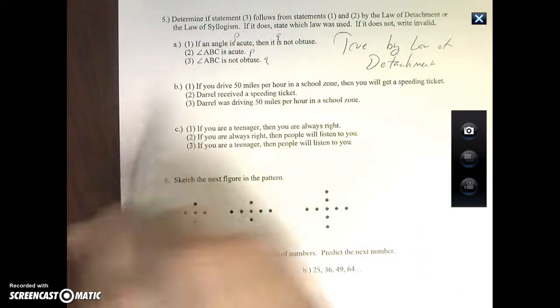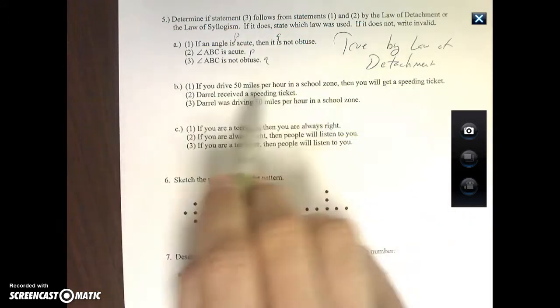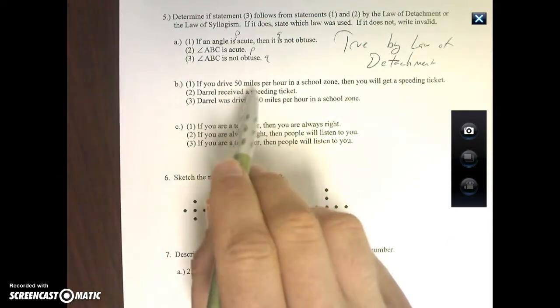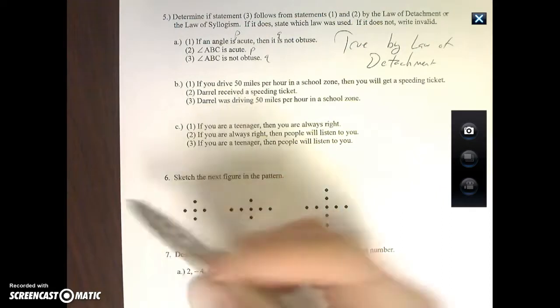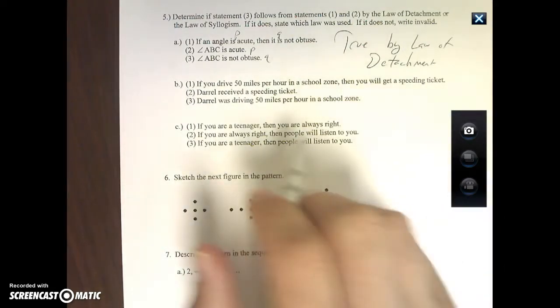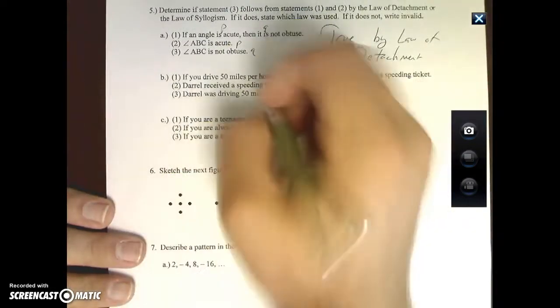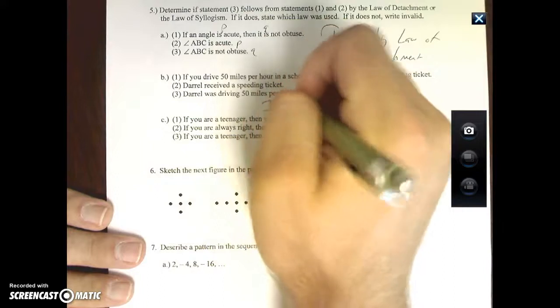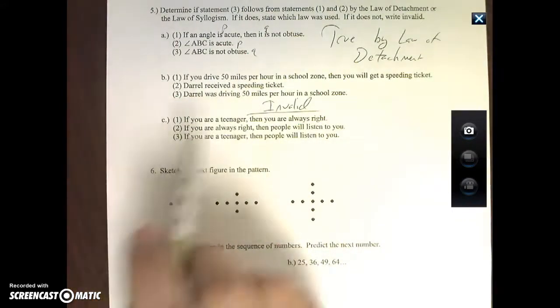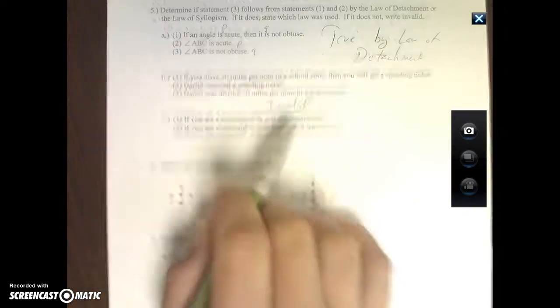Here's the thing. Read this in order. Just because Daryl received a speeding ticket, does that mean he had to be going 50 miles per hour in a school zone? No, he could have been going 5 miles over the speed limit. He could have been going like 70 miles over the speed limit. It doesn't have to be this case. So this is the invalid one. And these ones are actually kind of easy to think about because it just doesn't make sense. There's got to be a counterexample for it.